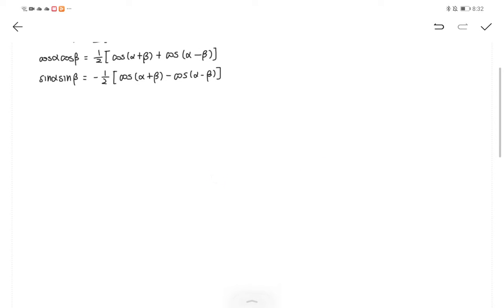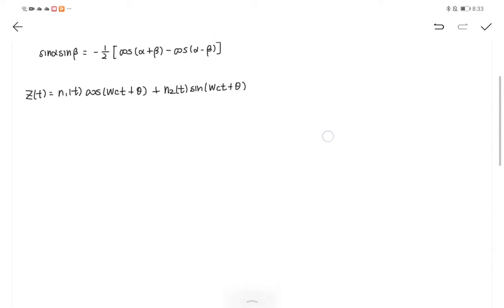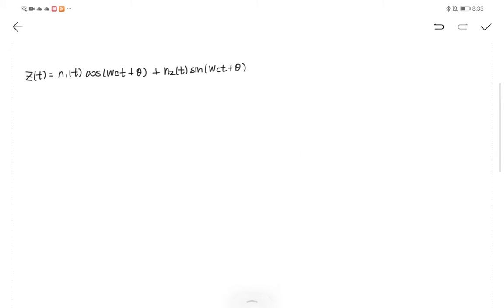And we know that the process Z(t) equals N1(t) cosine(omega_c t plus theta) plus N2(t) sine(omega_c t plus theta). So the question A is to find the expectation of Z(t).